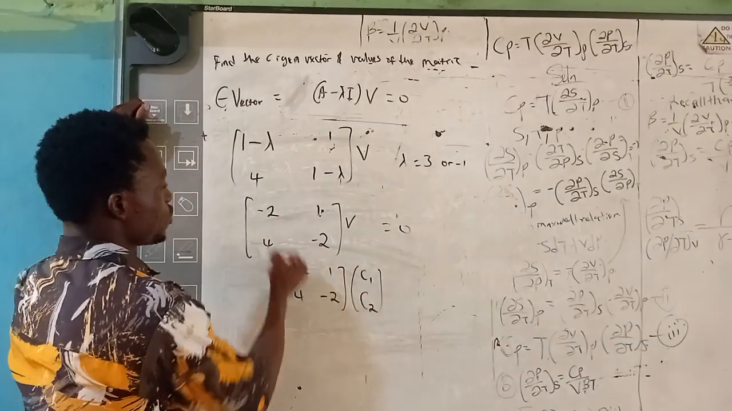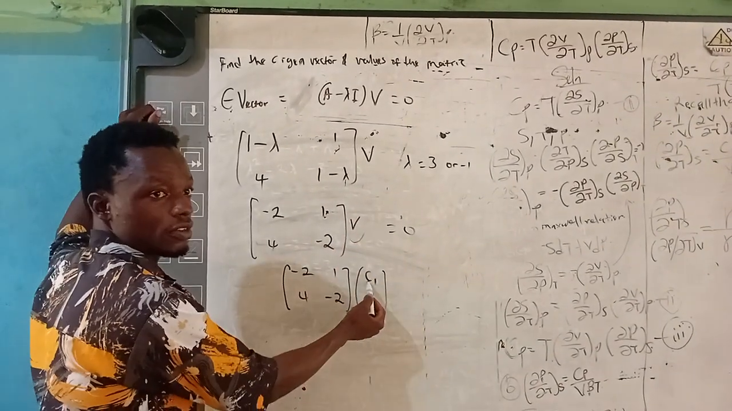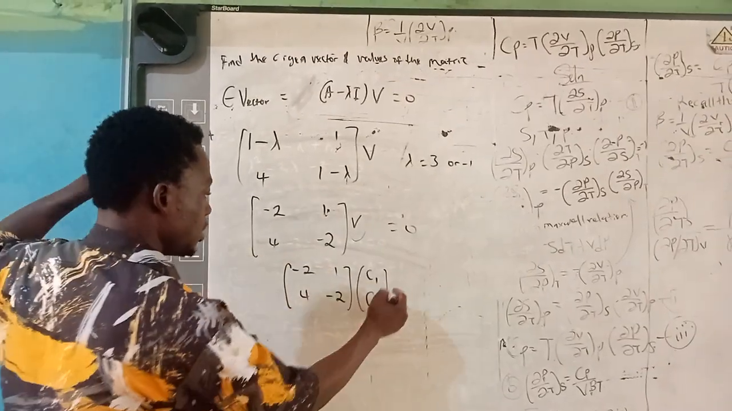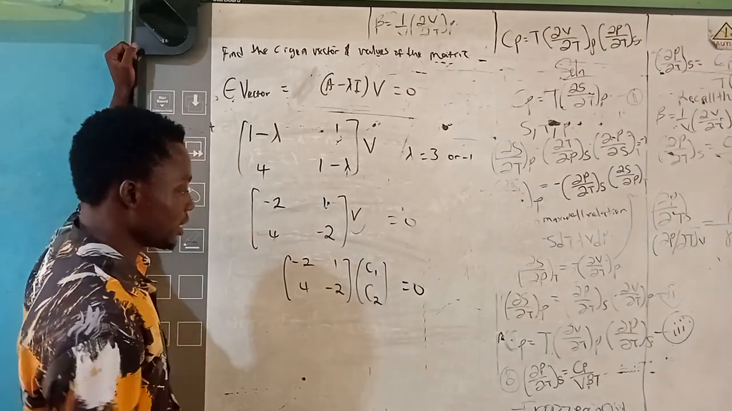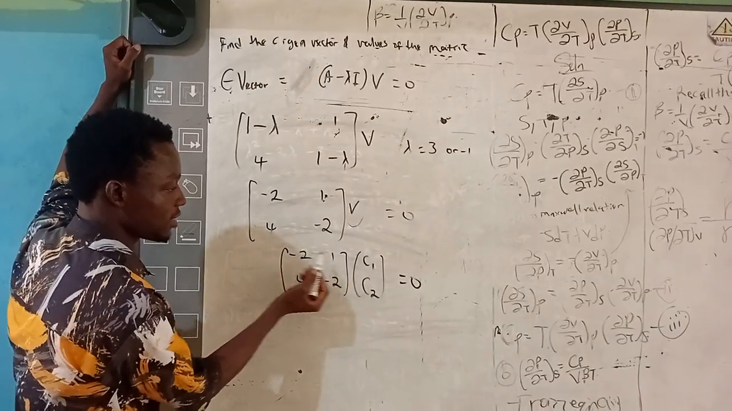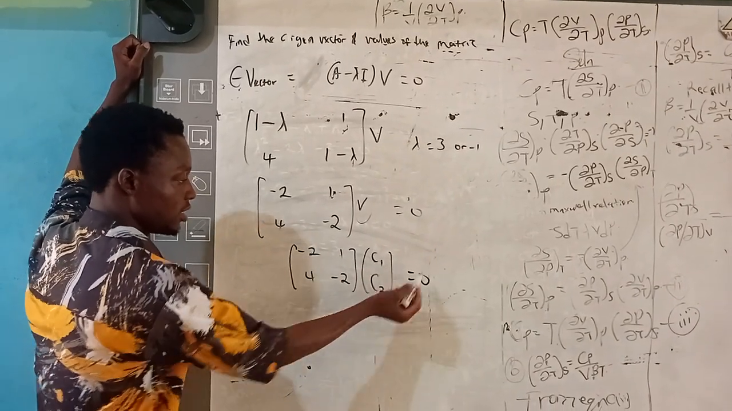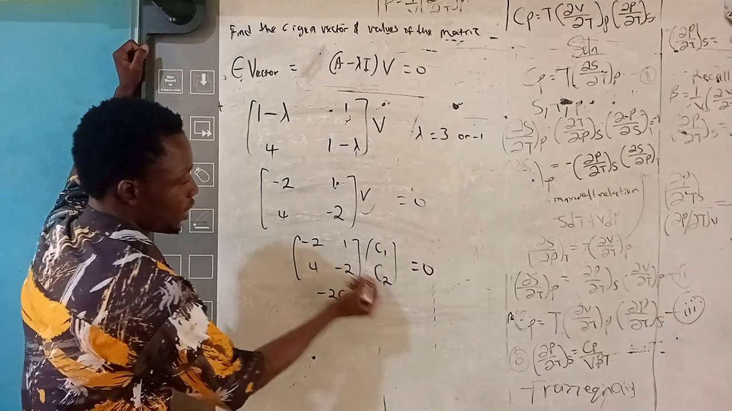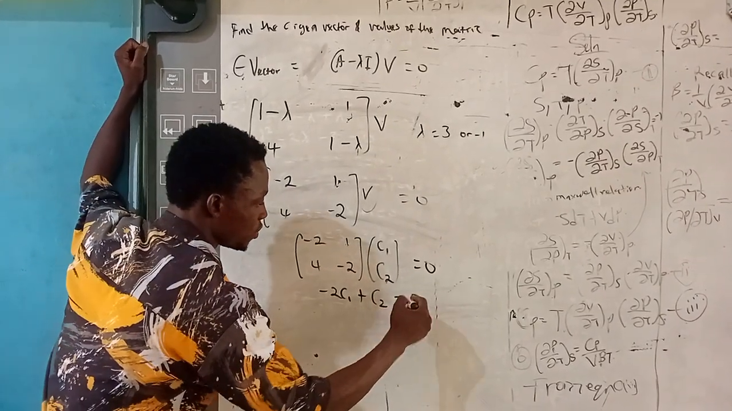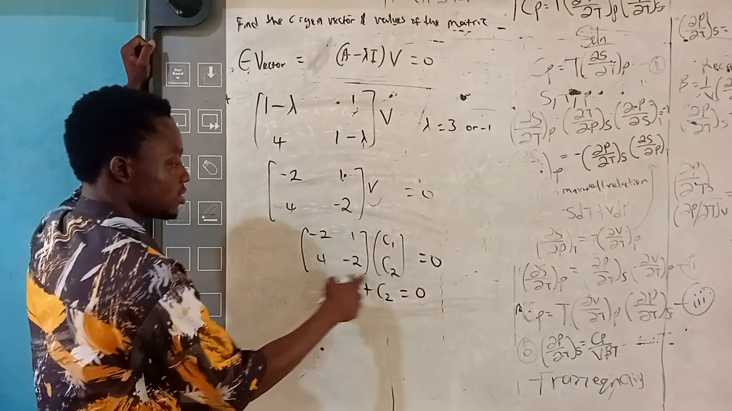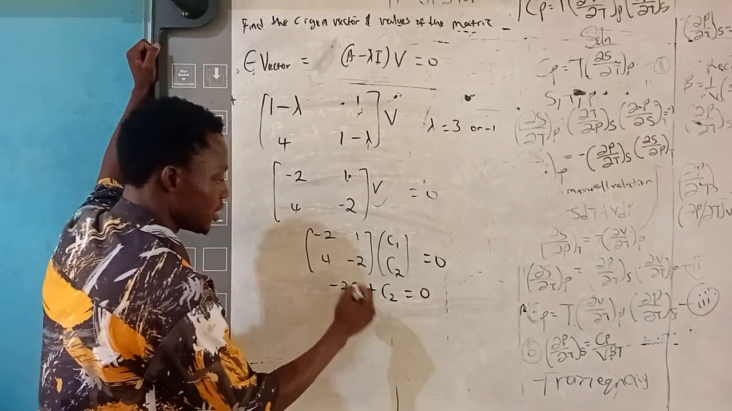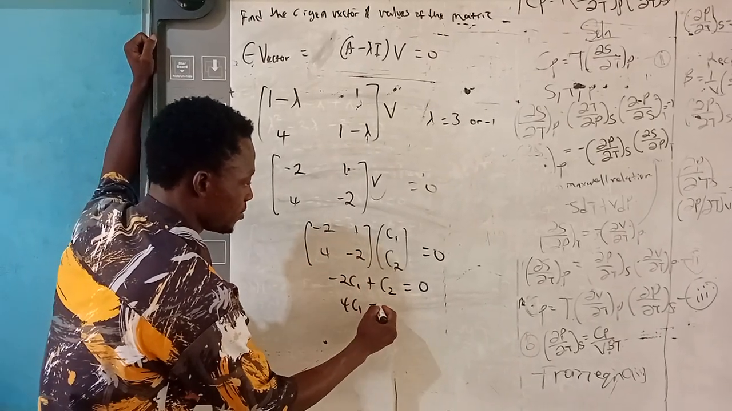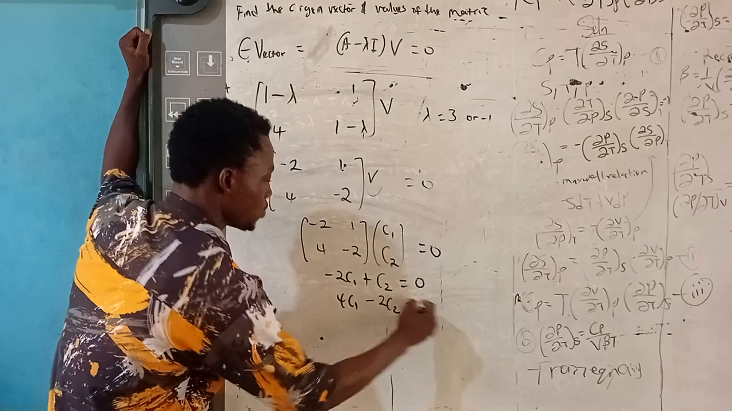Because this is a 2 by 2 matrix, our V will be in the form of C1 and C2. If it is 3 by 3, we have C1, C2, C3. All together equals 0. Now using the matrix method, we have this times this plus this times this. So this will be minus 2 times 1, minus 2C1 plus 1 times C2 equals 0. That's the first equation. This times this plus this times this: 4C1, and because there is a minus here, minus 2C2 equals 0.